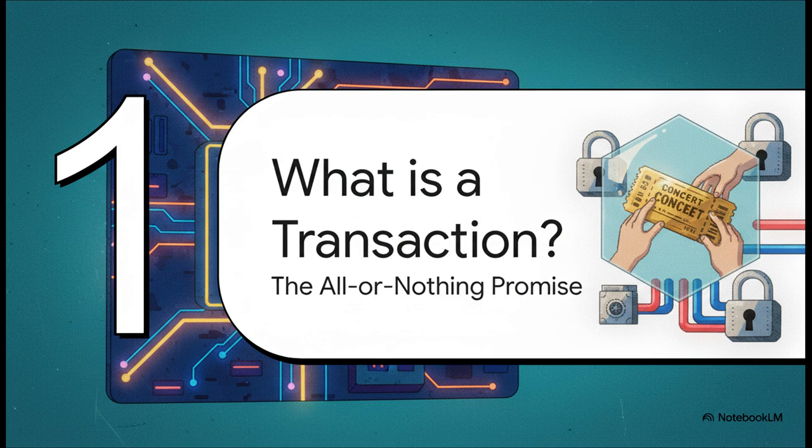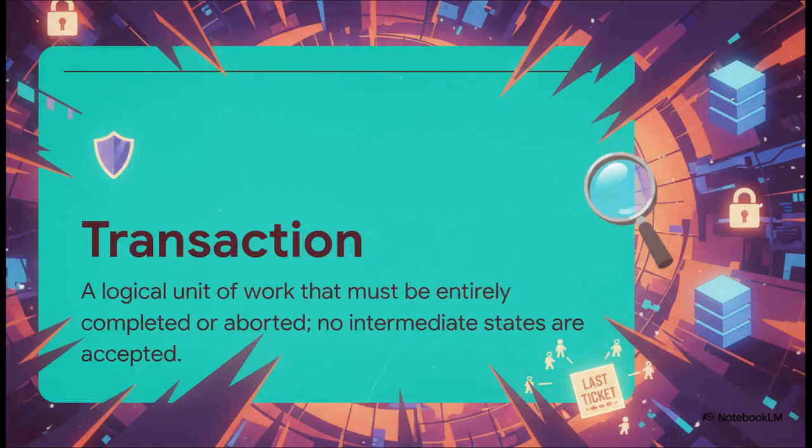The answer is a really powerful and fundamental concept called a transaction. Let's break down what that actually means. A transaction is basically the database's way of saying, look, you're either going to do this entire sequence of steps or you're not going to do any of it. It's an all-or-nothing deal, period. There's no halfway. The system just won't accept a partial update.